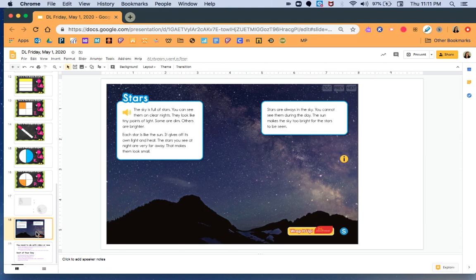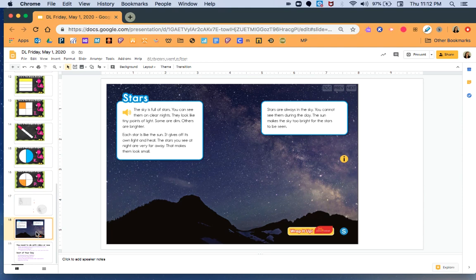I know it was a super rainy week, so hopefully you got to do some observations with the sun. You saw the patterns with the moon. The stars are what I'd like you to look at for the next couple nights. The sky is full of stars. You can see them on clear nights. They look like tiny points of light. Some are dim, others are brighter.